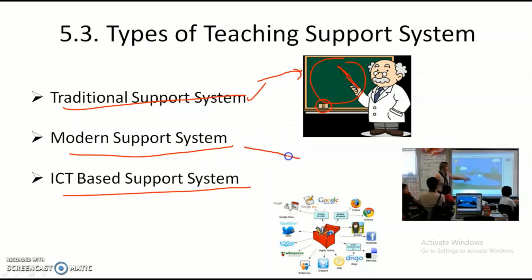And next one is the modern support system. That means explaining the concepts by doing PowerPoint presentations with the help of projectors and the whiteboard to the students, such that the students can visualize the things. And the next one is the information and communication technology based support system. Sometimes you may confuse between these two, modern support system and ICT support system. So I will clear it: ICT support system means we are using the internet.